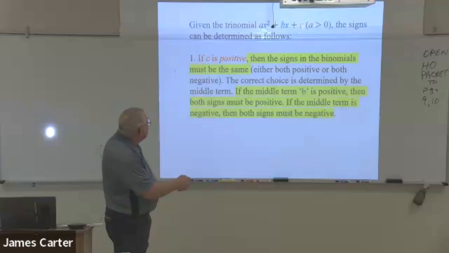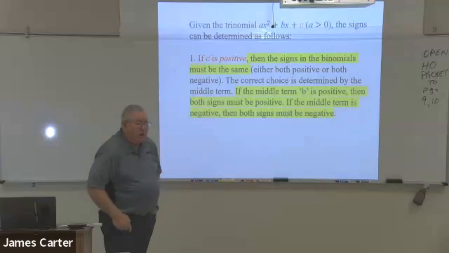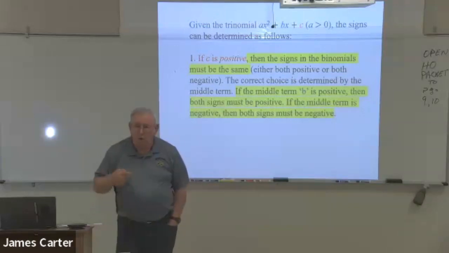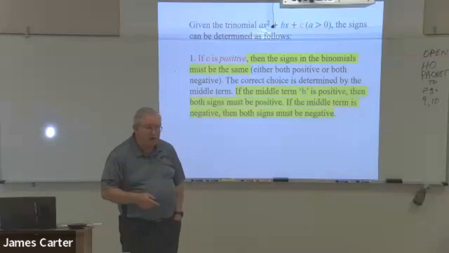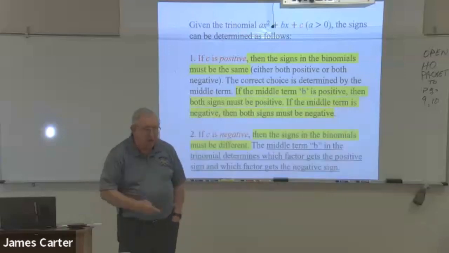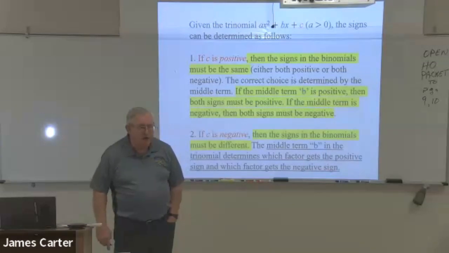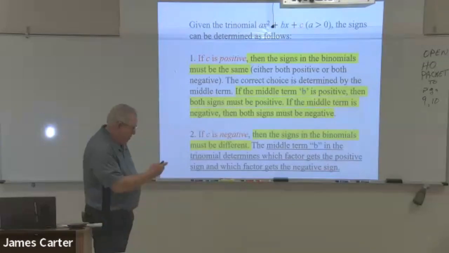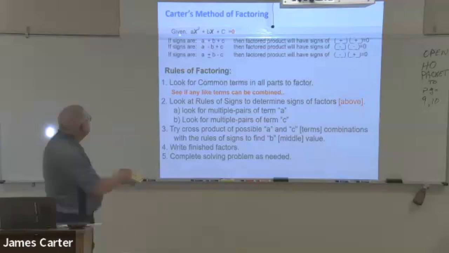If C is a negative number, then when you factor this thing, one of your factors has to be positive and one of your factors has to be negative. If you look at page 9, right up at the top, you can see this.